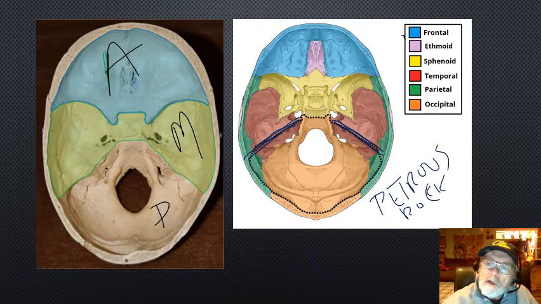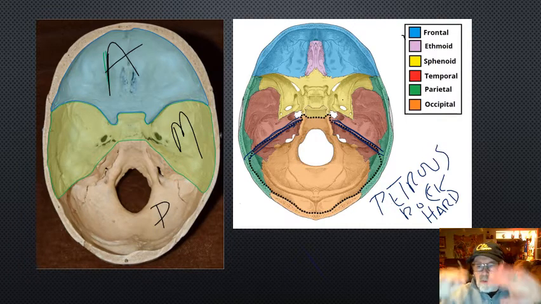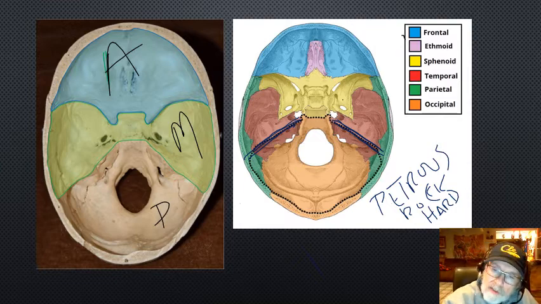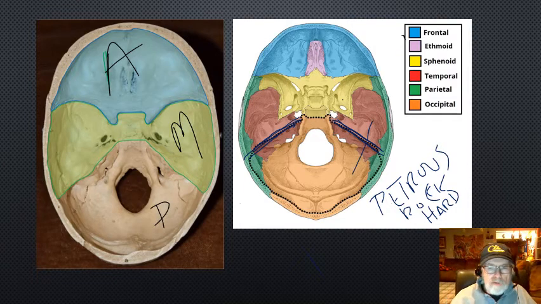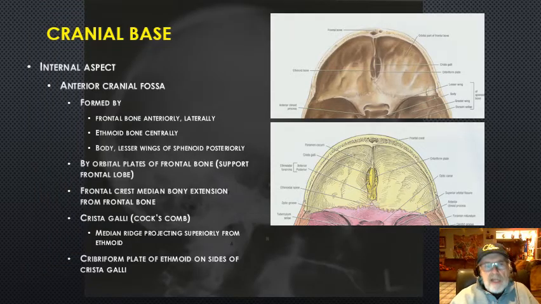Rock or hard. And that's a very hard portion. It creates a nice little ridge, and that ridge separates the middle cranial fossa from the posterior cranial fossa there. You'll see that a little bit later when I talk about that. Okay? So let's talk about that anterior cranial fossa.